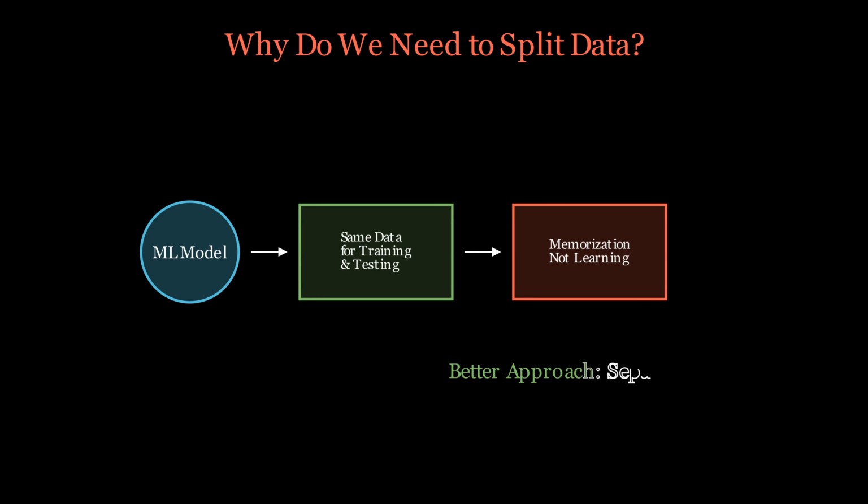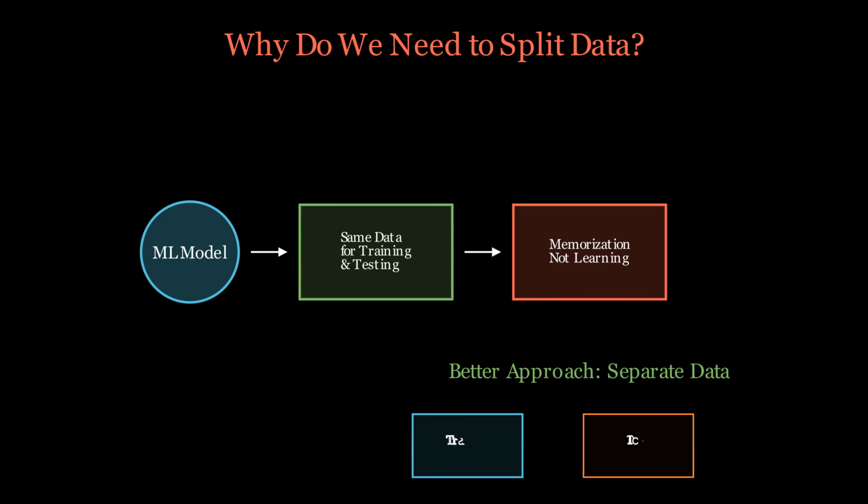The solution is to split our data. We use some data for training the model and reserve completely separate data for testing. This way, we can honestly evaluate how well our model generalizes to new, unseen examples. This gives us confidence that our model has truly learned patterns, not just memorized specific cases.